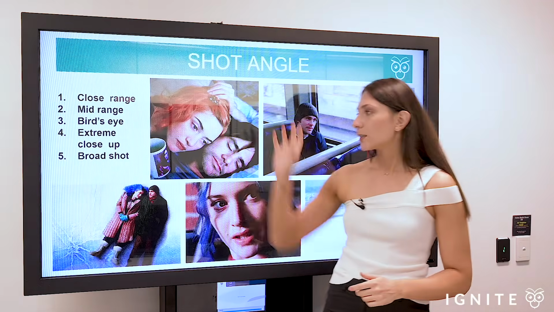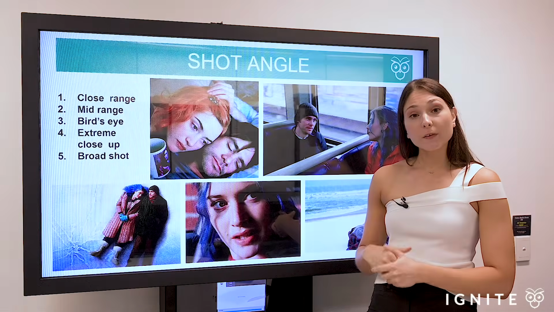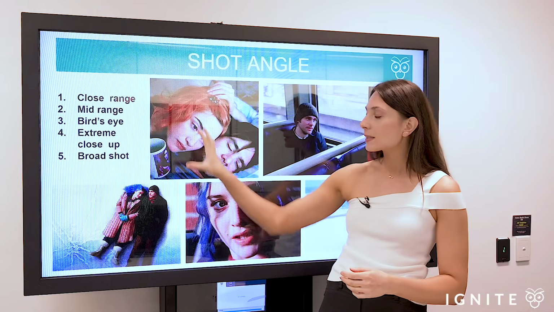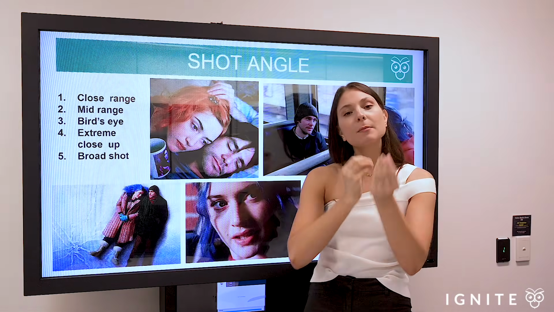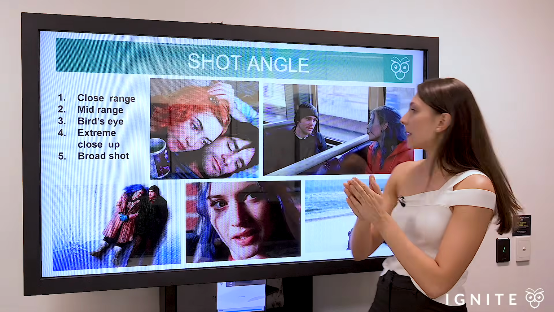So, shot angles. There are 5 that you should really know that are typically going to come into relevance when you're doing your studies. The first one is a close range shot, when we're looking quite closely at a particular object or person within the scene, and it gives us an intimate insight to their emotions or the key aspects of the particular scene that's being conveyed.